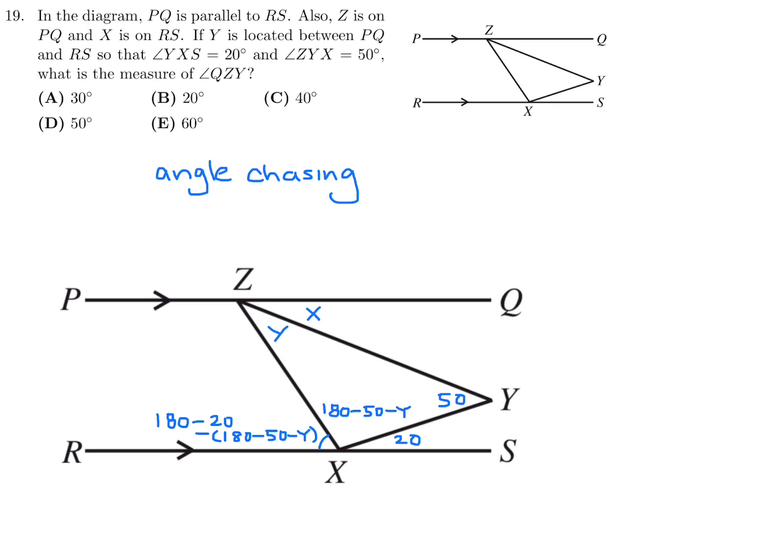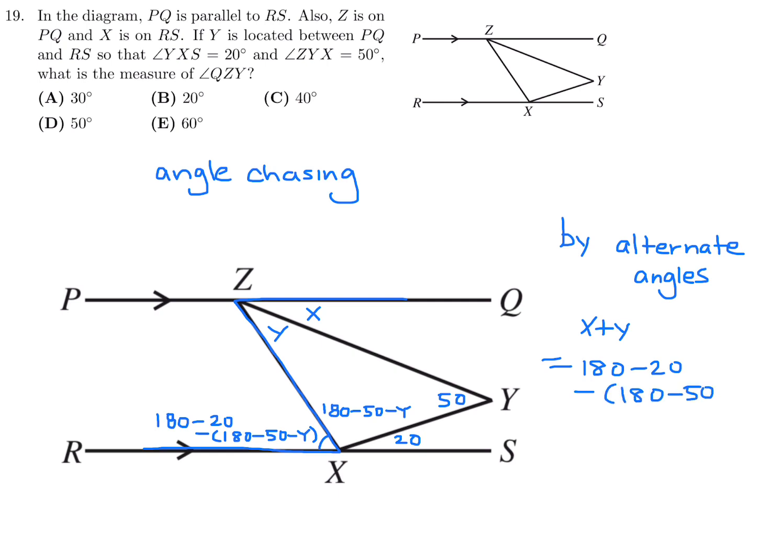This angle. All right, now we have a Z pattern. These angles form a Z pattern, and because these two lines are parallel, that means that this angle is the same as that angle. And that's also called alternate angles. So by alternate angles, x plus y, this guy right here, is equal to 180 minus 20 minus 180 minus 50 minus y. This angle right in there.